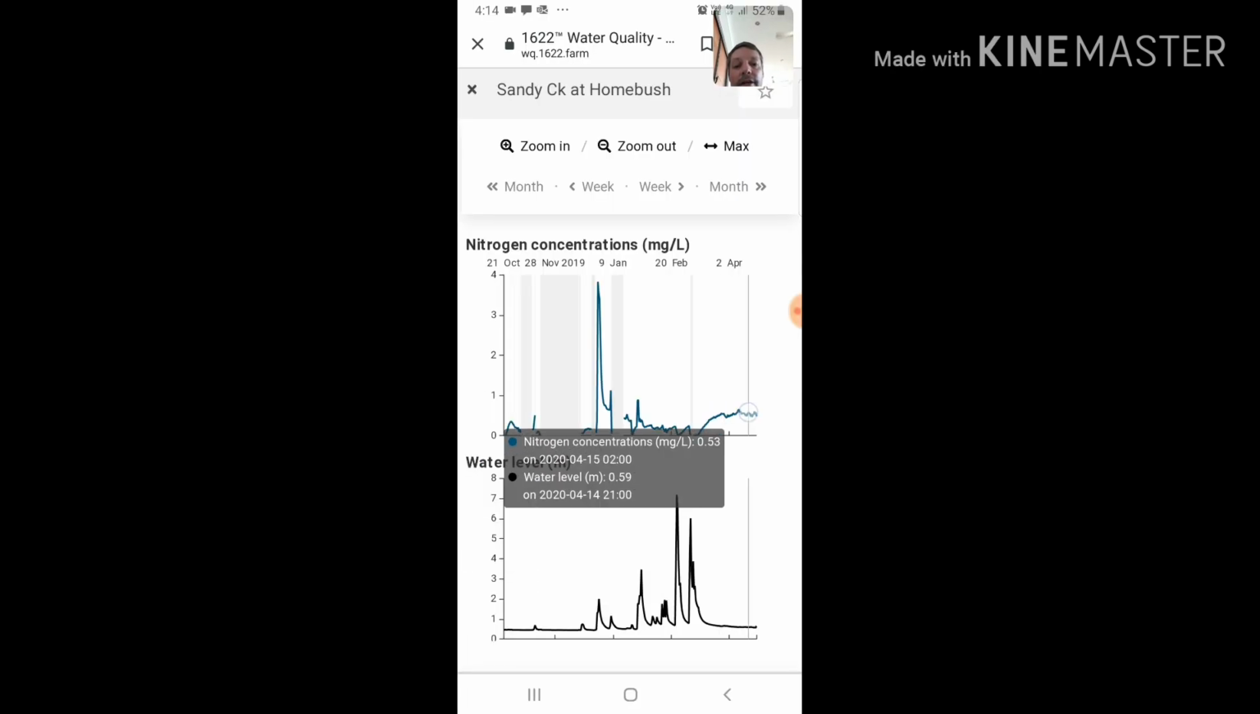This bit here at the end of the season, where there's no rainfall anymore, we can see that the nitrate levels have stabilised at about 0.6 milligrams per litre of nitrate in the water.